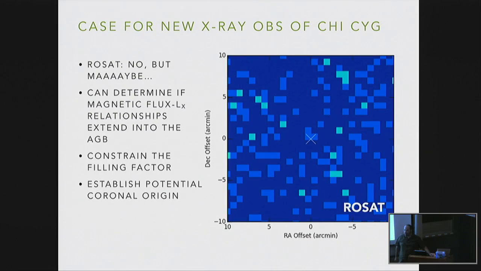So what I want to do is try to target Chi Cyg in the upcoming cycle for XMM to try to get an X-ray observation of this, to see if it's consistent with what we think it should be at the surface.